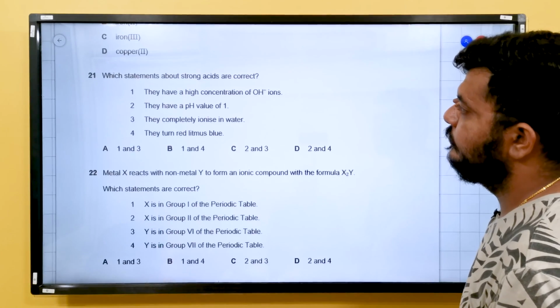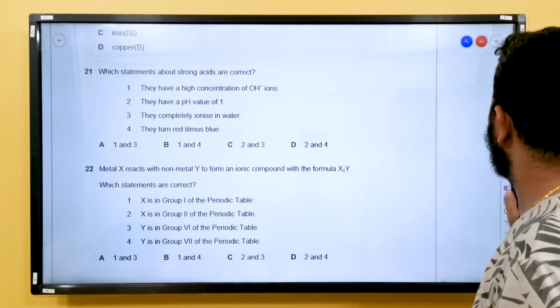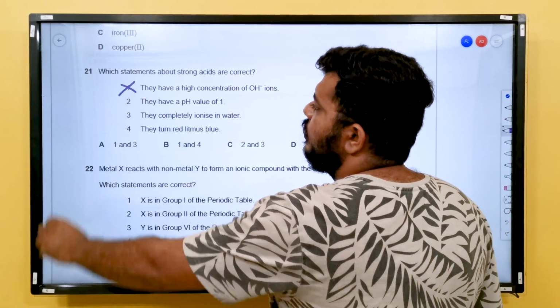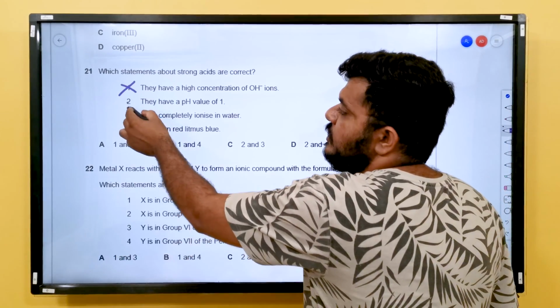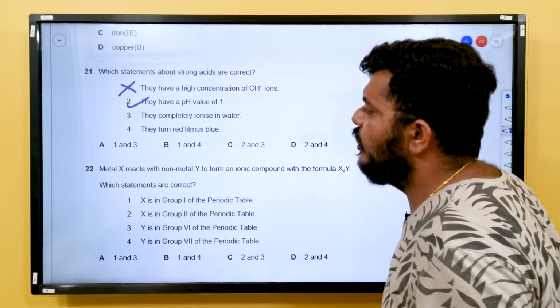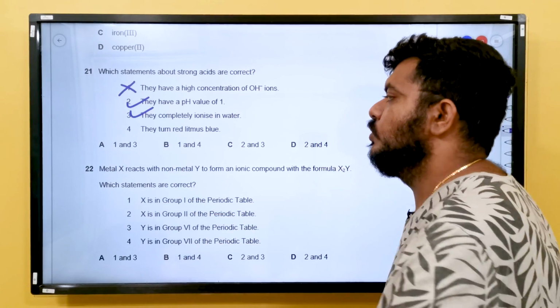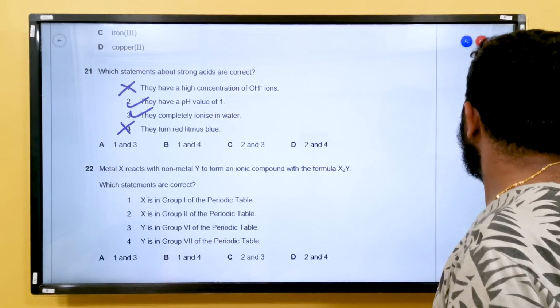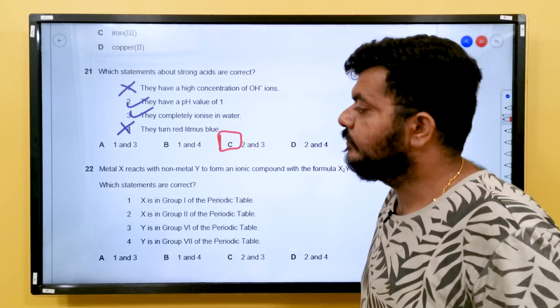Okay. Which statements about strong acids are correct? Let's find out. They have high concentration of OH minus ions? No. They have a pH value of 1? Yes, they are strong acids. They completely ionize in water? Yes. They turn red litmus paper blue? No. They turn blue litmus paper to red. So option 2 and 3, which is your option C.